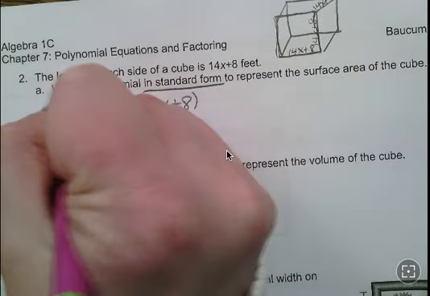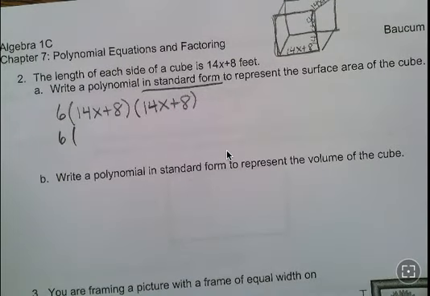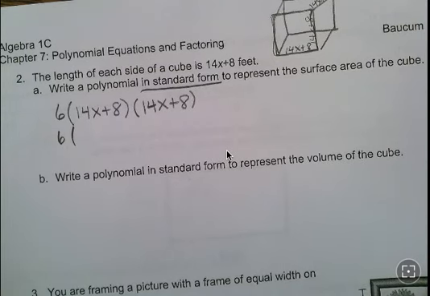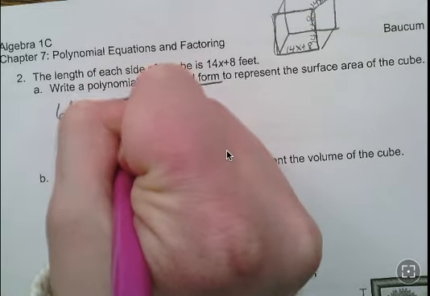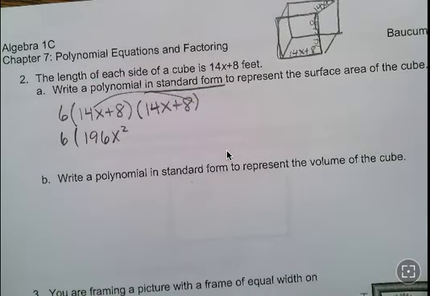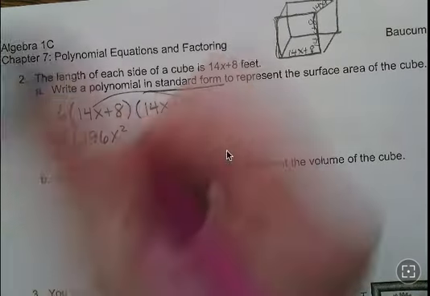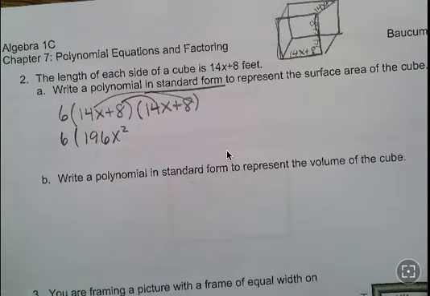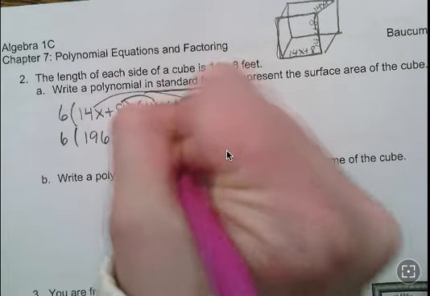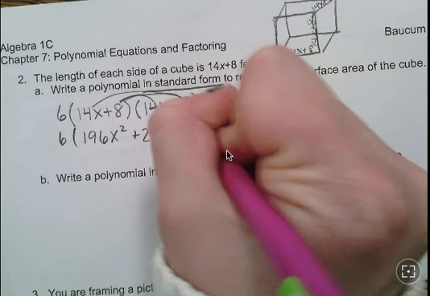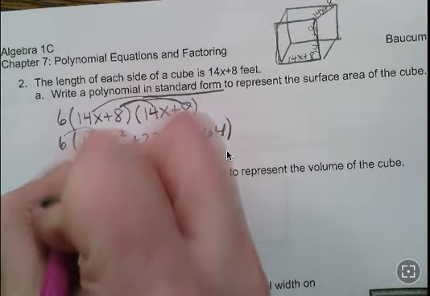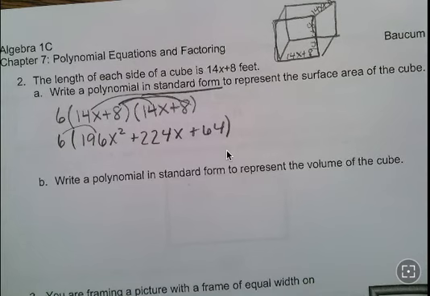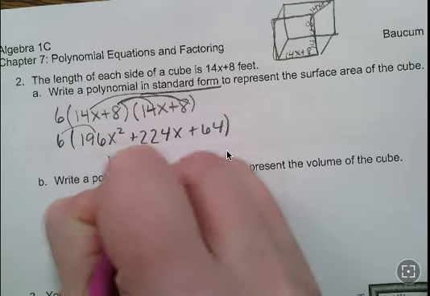So you've got 6 times, well, handy dandy calculator here. 14 times 14 is 196 x squared. 14x times 8, that's 112, but you've got another one. So 112 and 112 is 224x, and then 8 and 8 is a positive 64. So that's the area of one side of the cube, but there are 6 sides. So now we distribute. 196 times 6 gives you 1,176x squared.